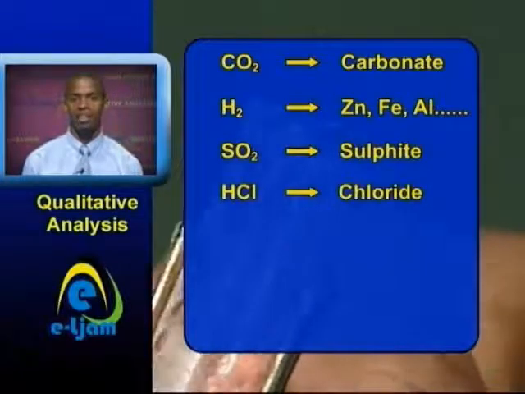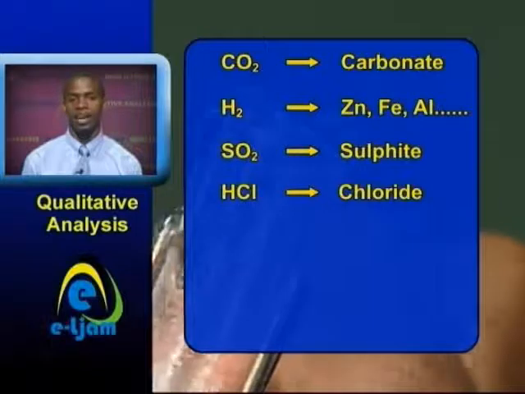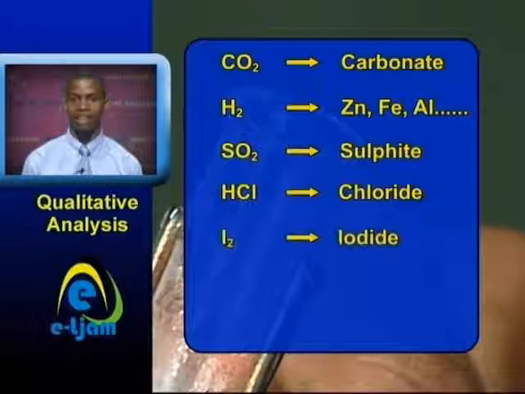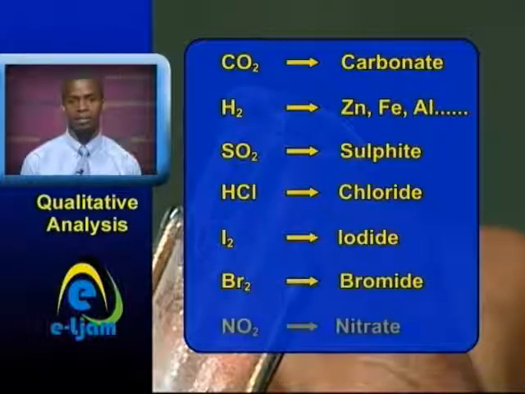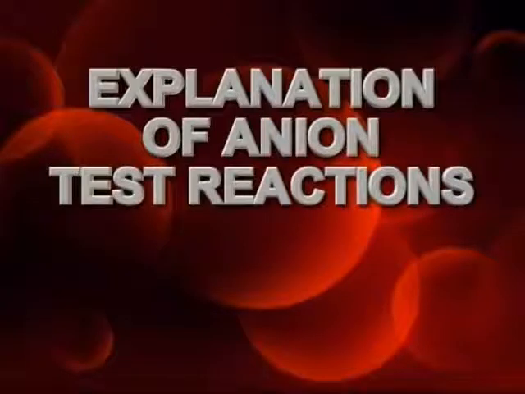The evolution of hydrogen chloride indicates the presence of a chloride. The evolution of iodine indicates the presence of an iodide. The evolution of bromine indicates the presence of a bromide. The evolution of nitrogen dioxide indicates the presence of a nitrate.